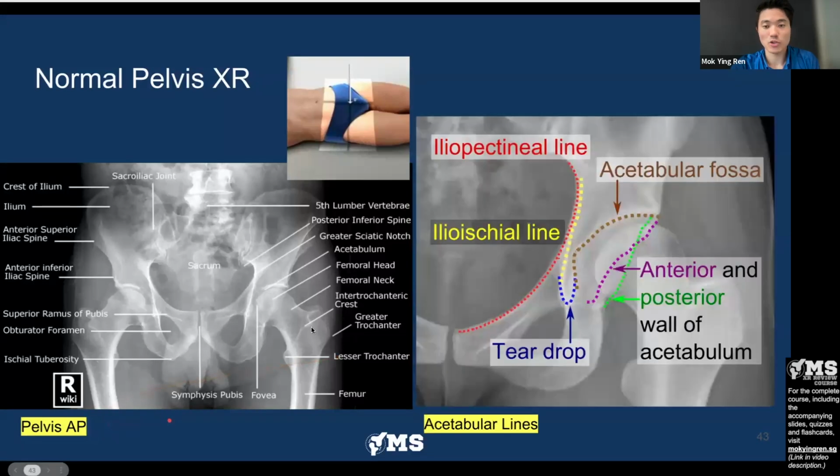This is a pelvis AP X-ray. And on this X-ray, it is useful to look at some acetabular lines. These are probably not expected at the undergraduate level. But you can appreciate that the various lines of overlap, if you look closely, correspond to different anatomical landmarks in the normal anatomy. We have the ilioischial line, the iliopectineal line, the teardrop, the acetabular fossa, the anterior wall of the acetabulum and the posterior wall of the acetabulum.